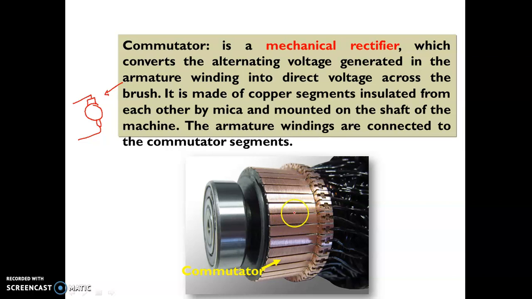Brush is placed by pressing. Suppose if brush is here, it will be pressed on this by a spring, so that the contact should not become loose. Once it is rotating, this brush also rides on it. This is called commutator, with this half side and another half side. So this is continuously changing.